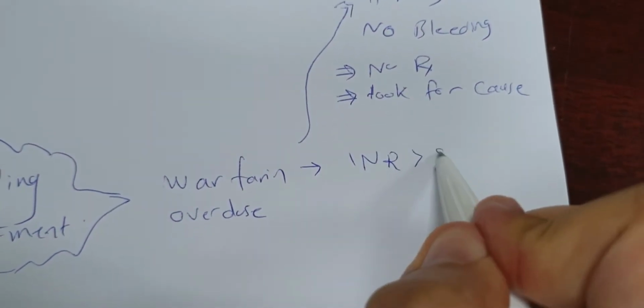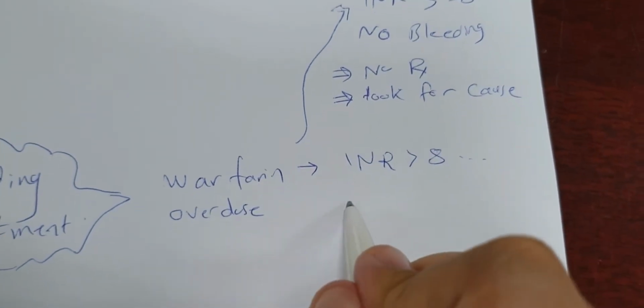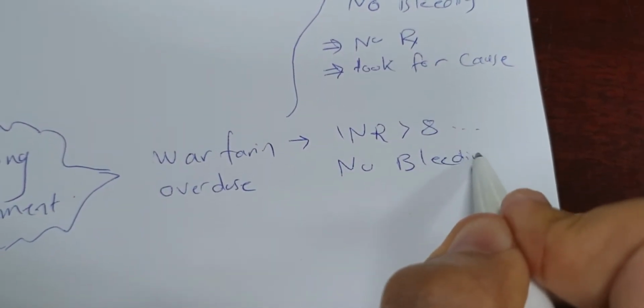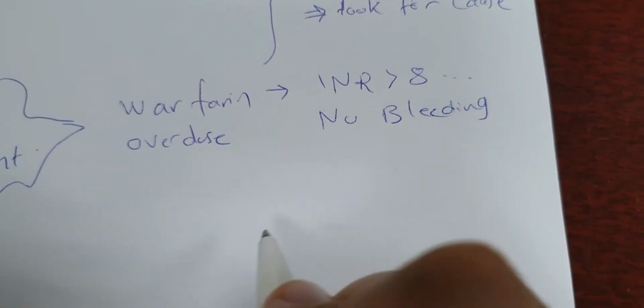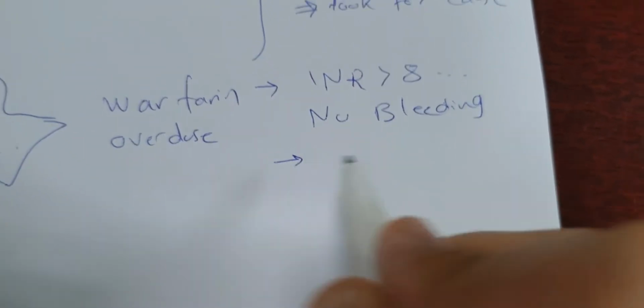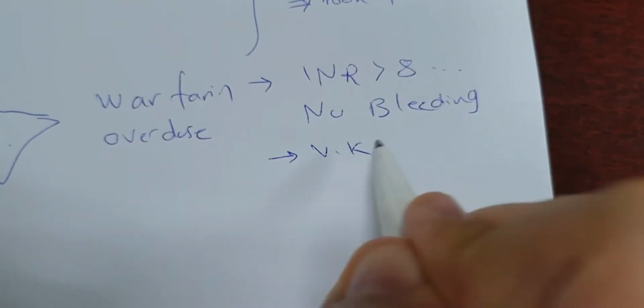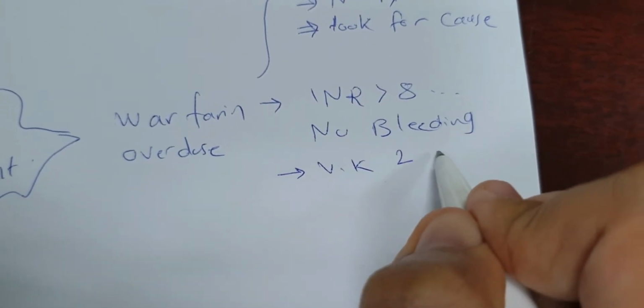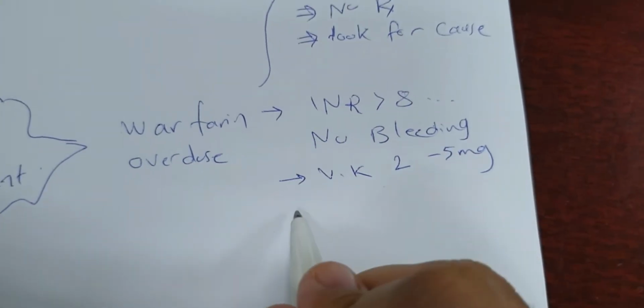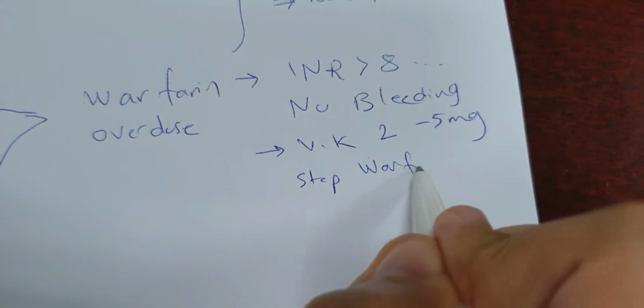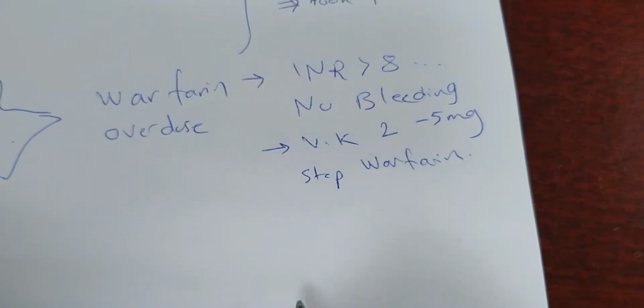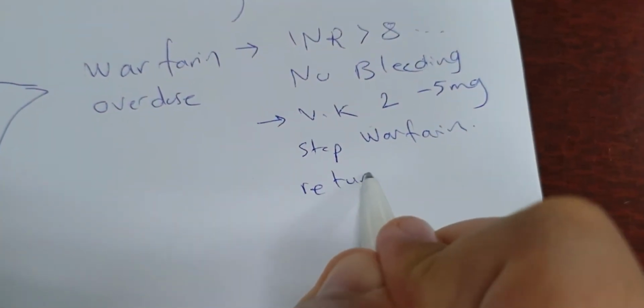If the INR of the patient is more than 8 but there is no major bleeding, we can start with vitamin K 2 milligram if INR less than 12, or 5 milligram if INR more than 12. We have to stop warfarin and reintroduce warfarin if INR less than 5.